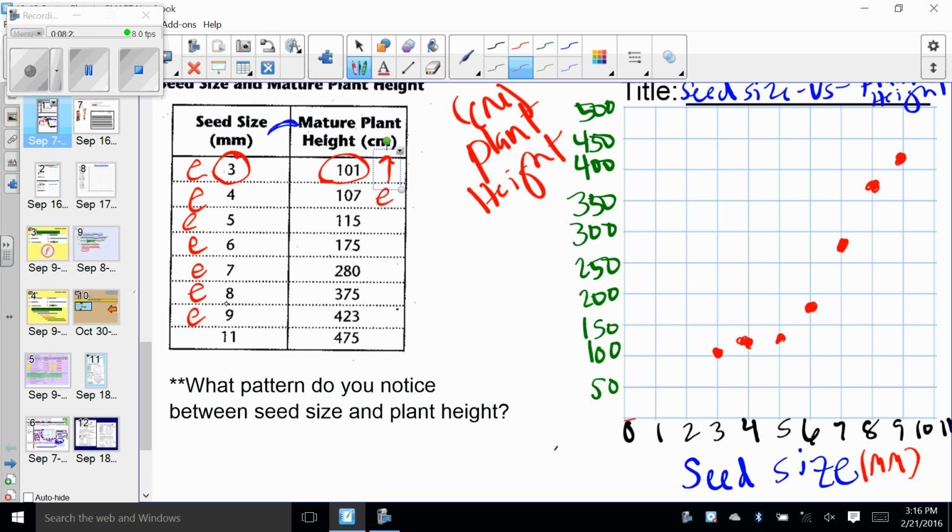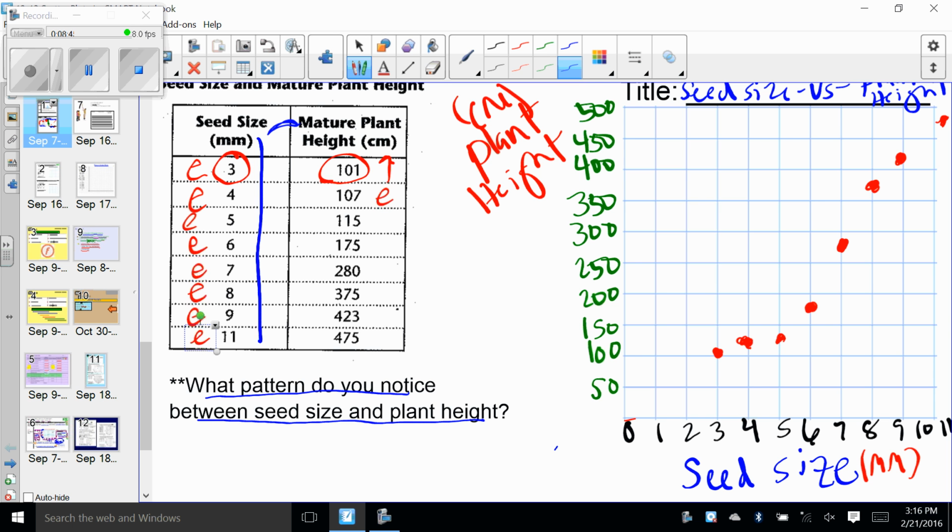10, no 10 on the graph at all, but 11 up to 475. That's kind of off my graph. I stretched it out on purpose just because I wanted to make sure that I could stretch this graph nice and good. So there is what I have for my data. I have titles, I have labels, I have scales, I've done everything I'm supposed to do, I've spaced it right. What pattern do you notice between the seed size and the plant height?